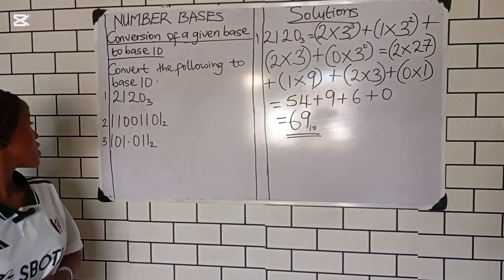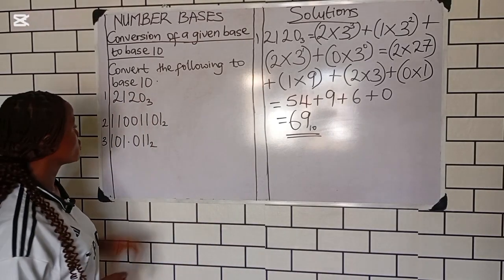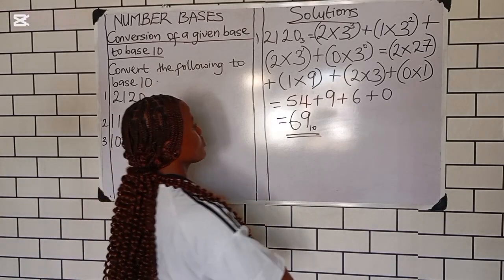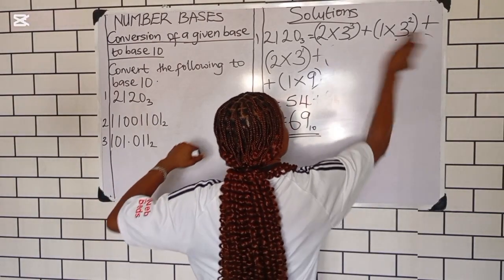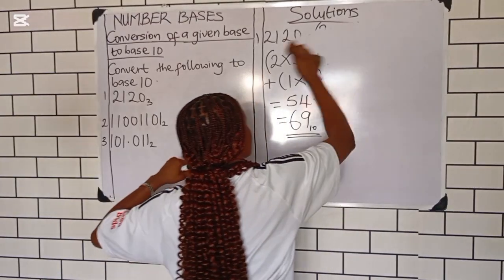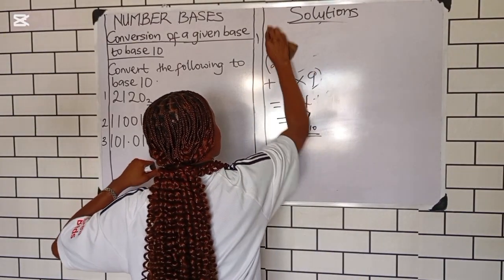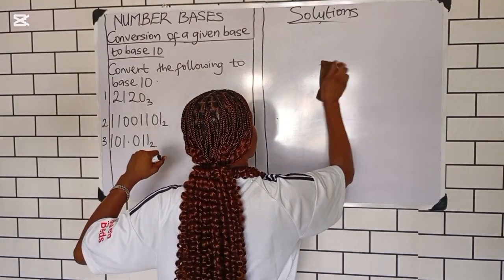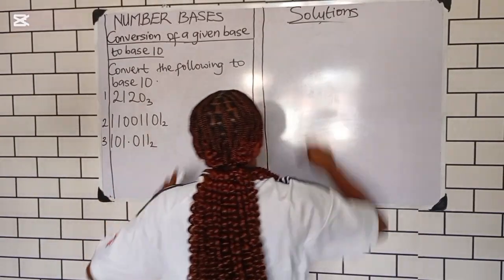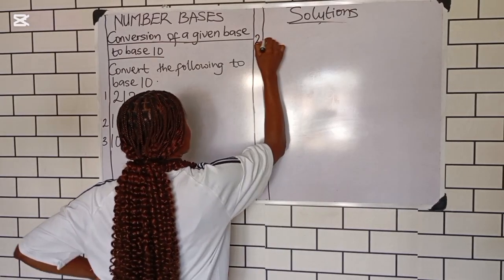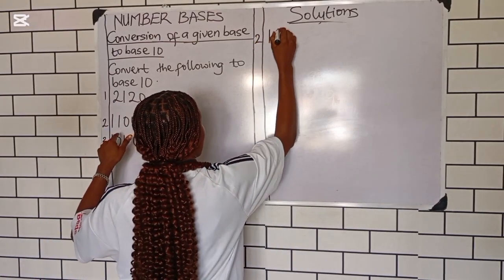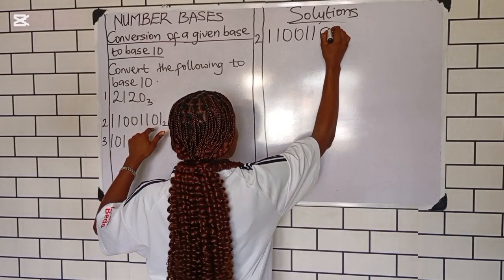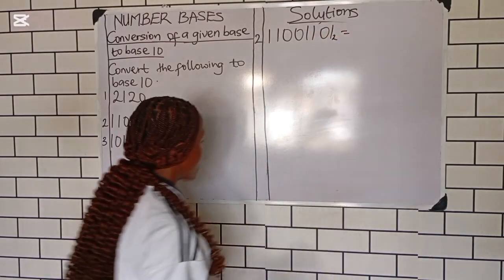Now, we're moving over to question number 2, which is in base 2. We are asked to convert it to base 10. Number 2, we have 11001101 in base 2. Now, what are we going to do?